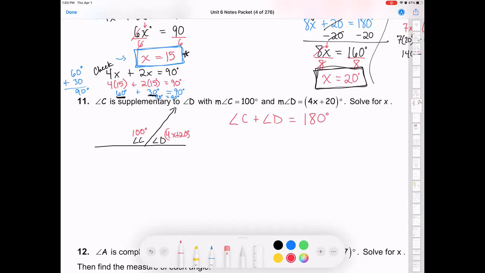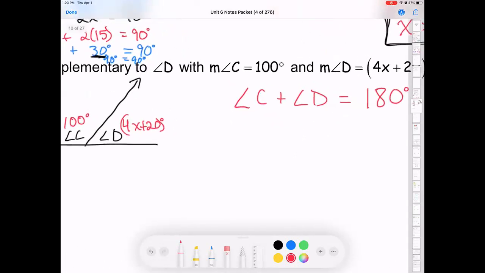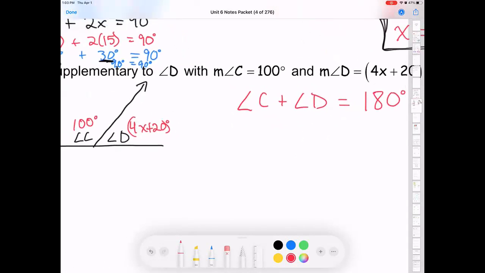What I can do now is plug in my values that I know. So for example, I know that angle C is 100 degrees, so I can plug him in for angle C. I know angle D is this 4x plus 20, so I can plug him in as well: 4x plus 20. And then in total, this should still combine to be 180 degrees because they're supplementary still.